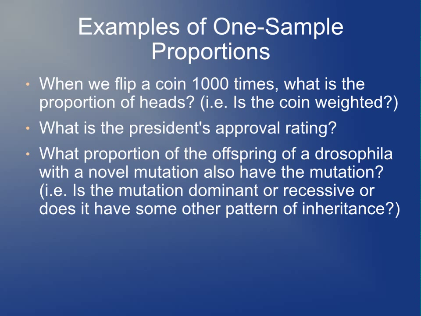Other examples of one sample proportion. Say we flip a coin 1,000 times and we want to calculate the proportion of heads. Say we want to know whether or not the coin's weighted, or the example I just gave, calculating the president's approval rating, and say we want to estimate what proportion of the offspring of a Drosophila with a novel mutation also have the mutation. We might want to answer the question of whether the mutation is dominant or recessive, or whether it has some other pattern of inheritance.